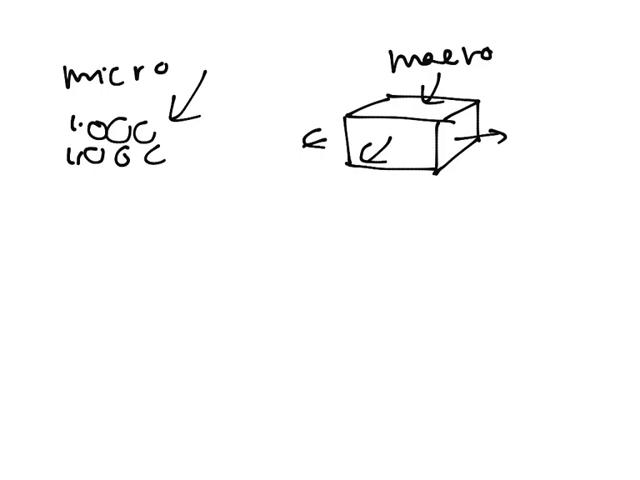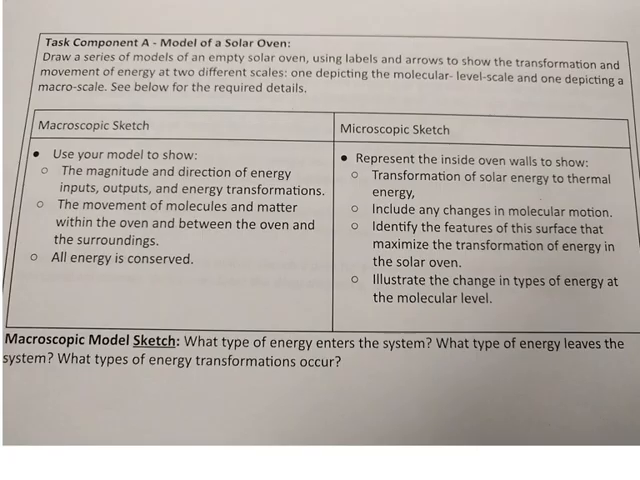So looking at this page, I believe this is page 2. So you should draw a model of a solar oven. So you should sketch both macroscopically and microscopically. So you should have some idea of magnitude and direction. You don't need exact numbers, but you should show maybe the size of the energy with how big your arrows are. So which energy goes in, which energy goes out, and your energy transformations. And if there's any movements of molecules or matter within or between the oven and surrounding, and hopefully show that all energy is conserved.